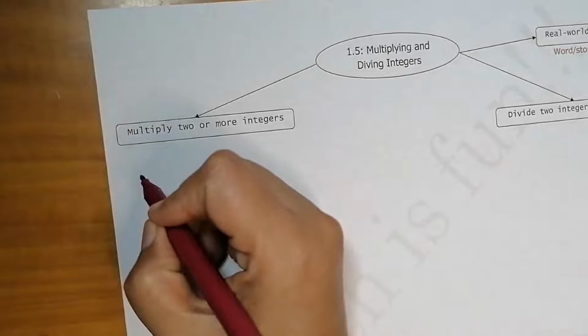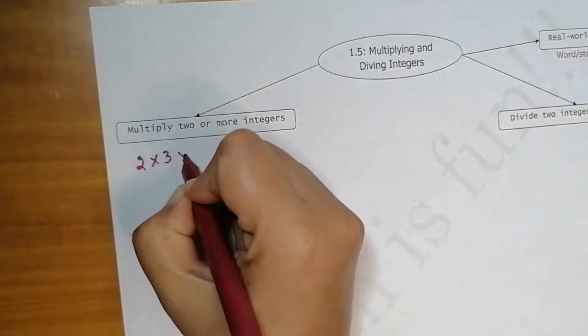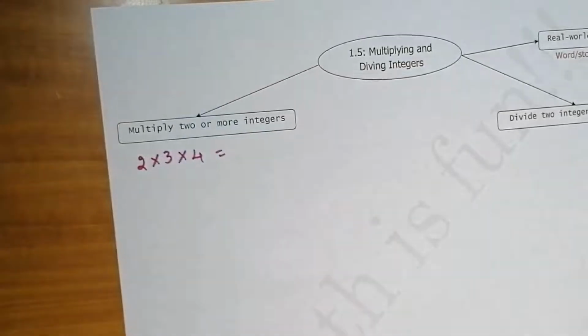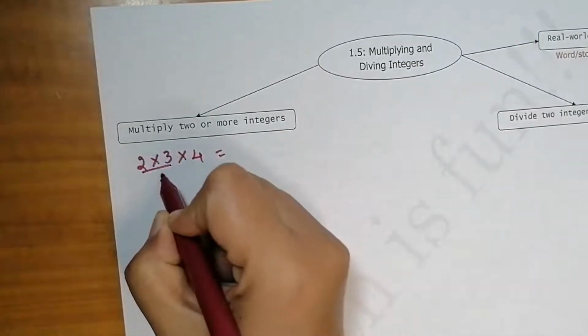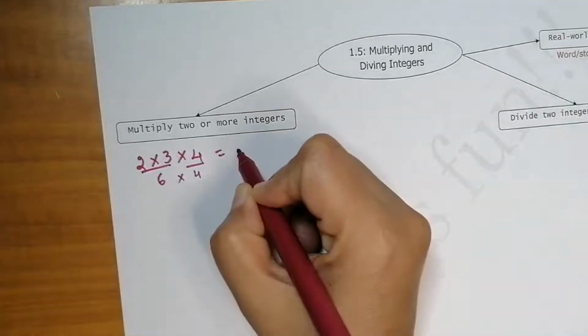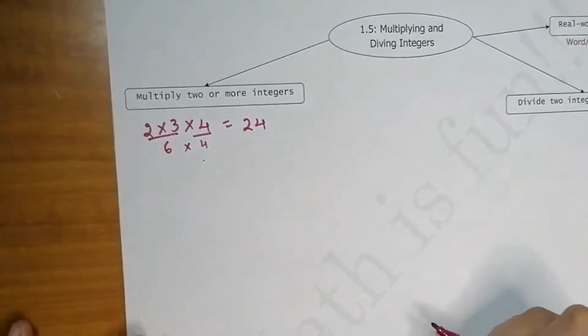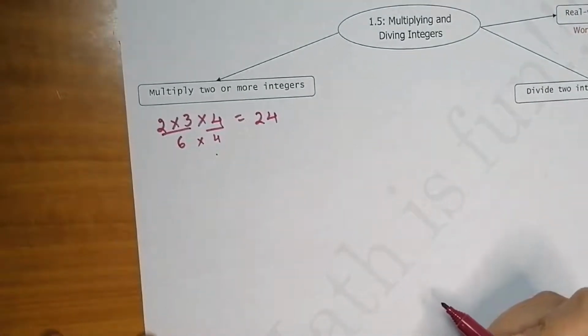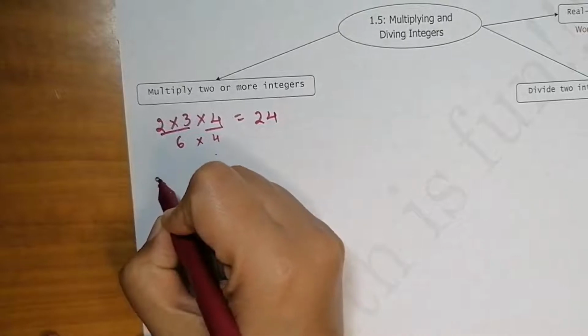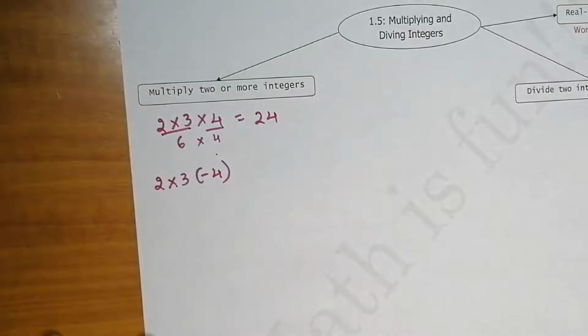Okay, so let's take an example of 2 times 3 times 4. So we know that 2 times 3 is 6, and then 4 here. So this gives us 24, 6 times 4. So that's multiplying two or more integers. Let's take another example: 2 times 3 times minus 4.